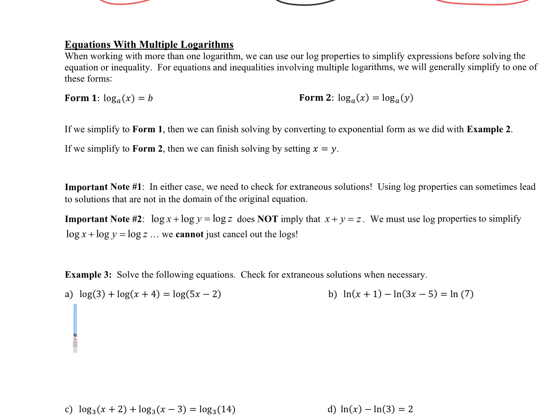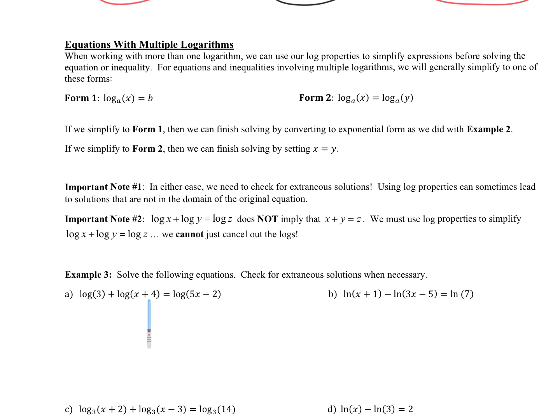So if we have this, how many logs do I have going on? 3. We have 3 of them. I can't just get rid of all the logs, okay? The only way we can do that is when we have 2 logs that are equal to each other. All right, so if we have logs of common bases, the same bases, then we can get rid of the logs. This one, they're not all equal to one another, all right?